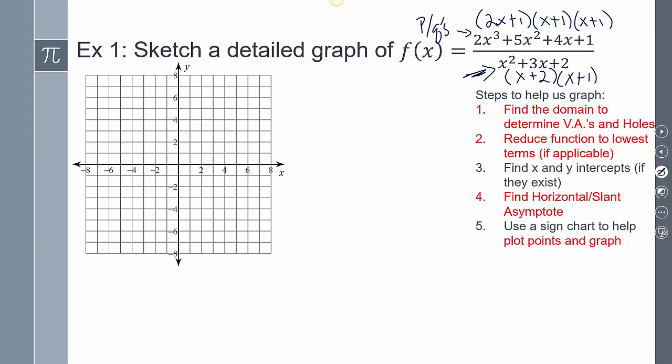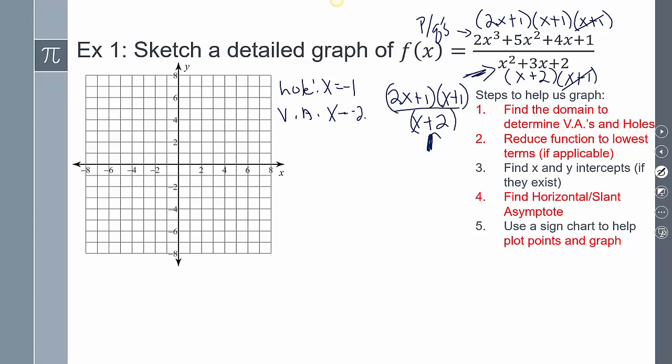So now I want to see if anything reduces. And so the x plus 1s do cancel out. My reduced function is going to be 2x plus 1 times x plus 1 over x plus 2. So now I can determine what my vertical asymptotes and my holes were. Because x plus 1 canceled out, I do have a hole at x equals -1. And the denominator here, because it's x plus 2, if I set that equal to 0, I'm going to have a vertical asymptote at x equals -2.